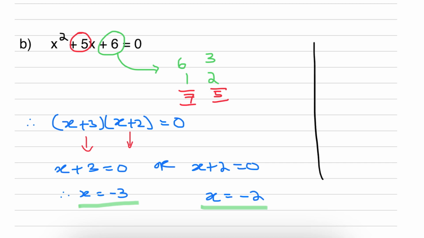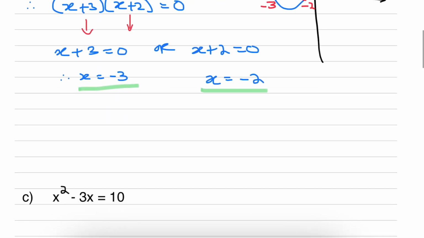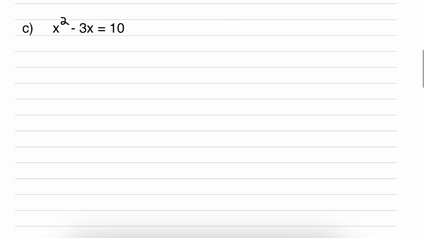Now we could also represent this function on a Cartesian plane. x squared means it's going to be a parabola. So a parabola that looks something like this, okay, with a y-intercept of 6. Now this parabola will have x-intercepts at negative 3 and at negative 2. So this diagram represents both the question as well as the solutions. Okay, we can now move on to our third example.